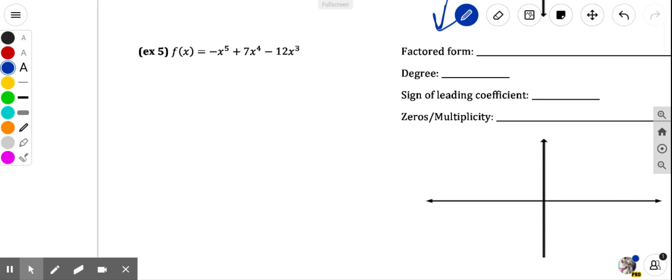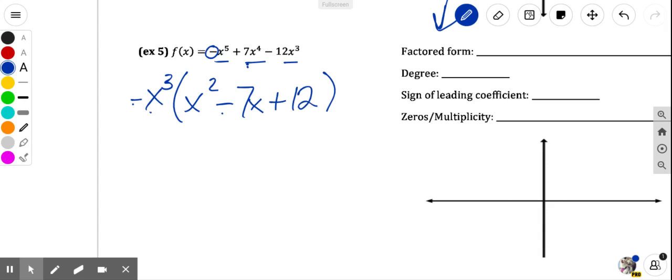So we want to look for a GCF. Notice that these all have at least 3 x's. So it's going to be x to the third, and then it's negative, so we're going to take out -x to the third. -x to the third times x squared would give us -x to the fifth. -x to the third times -7x would give us 7x to the fourth, because a negative times a negative is a positive. -x to the third times +12 would give you -12x to the third. So you're taking out -x to the third from all of them.